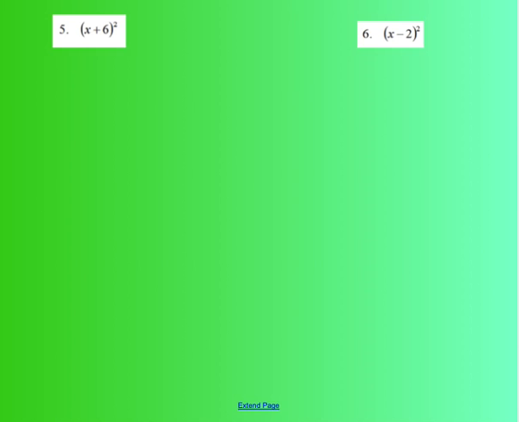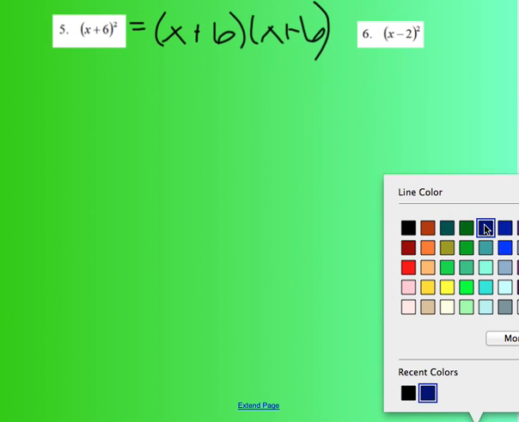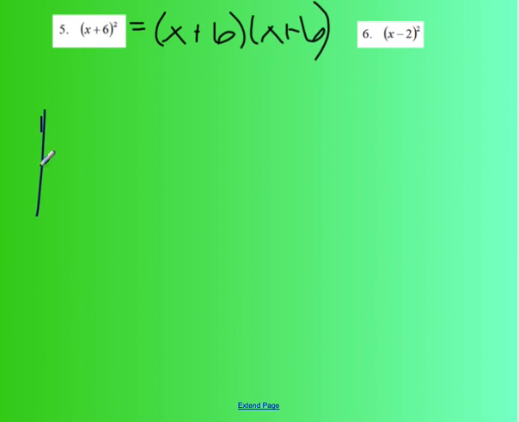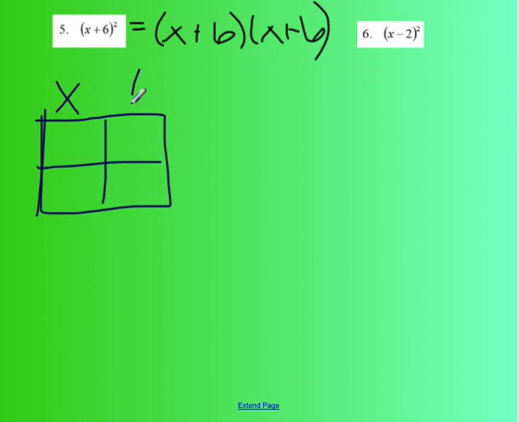So we have here x plus 6 quantity squared. What I'm saying is you can't say that that's x squared plus 6 squared. Okay, that's not the same thing. This right here is the same as x plus 6 times x plus 6. So it's the same binomial written out twice. So when we see this, we can set up our box, or if you want to use FOIL, that's perfectly great. So we have x and 6, x and 6.